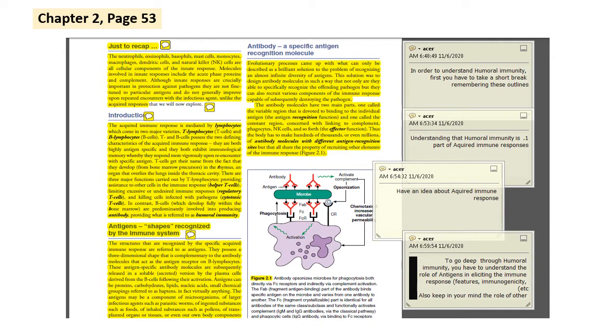Now, in order to understand humoral immunity, first you need to take a short break to remember these outlines. What are the cellular components of innate immunity? The cellular components of innate immunity include neutrophil, eosinophil, basophil, mast cells, macrophage, monocyte, dendritic cell, and natural killer cell, NK cell.